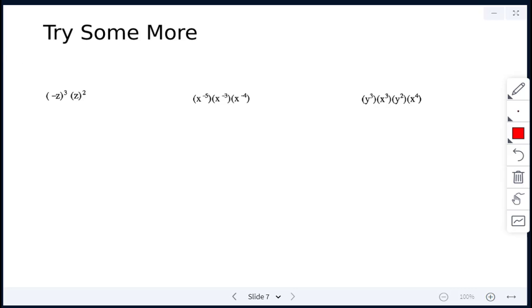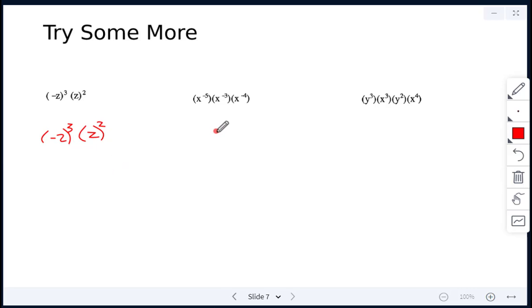So for the first example here, check your bases. This is a base of negative z. This is a base of z. So we really can't simplify this any further. It would be just the exact same. You could just write it out the exact same. I mean, we can't do anything more here. So it just stays the exact same. And that's a z.